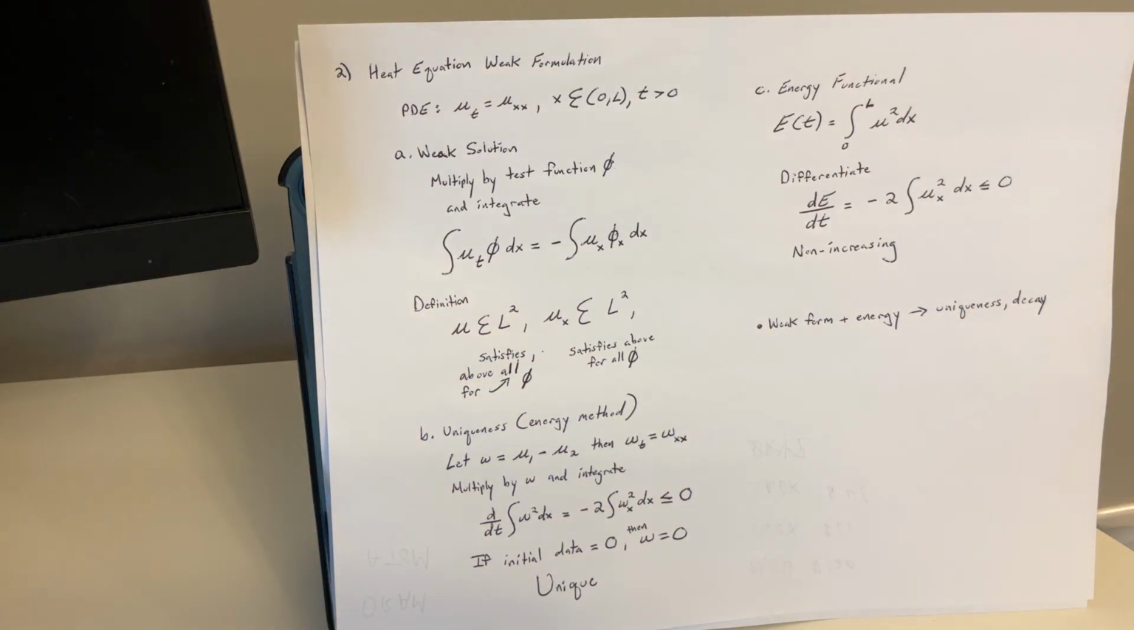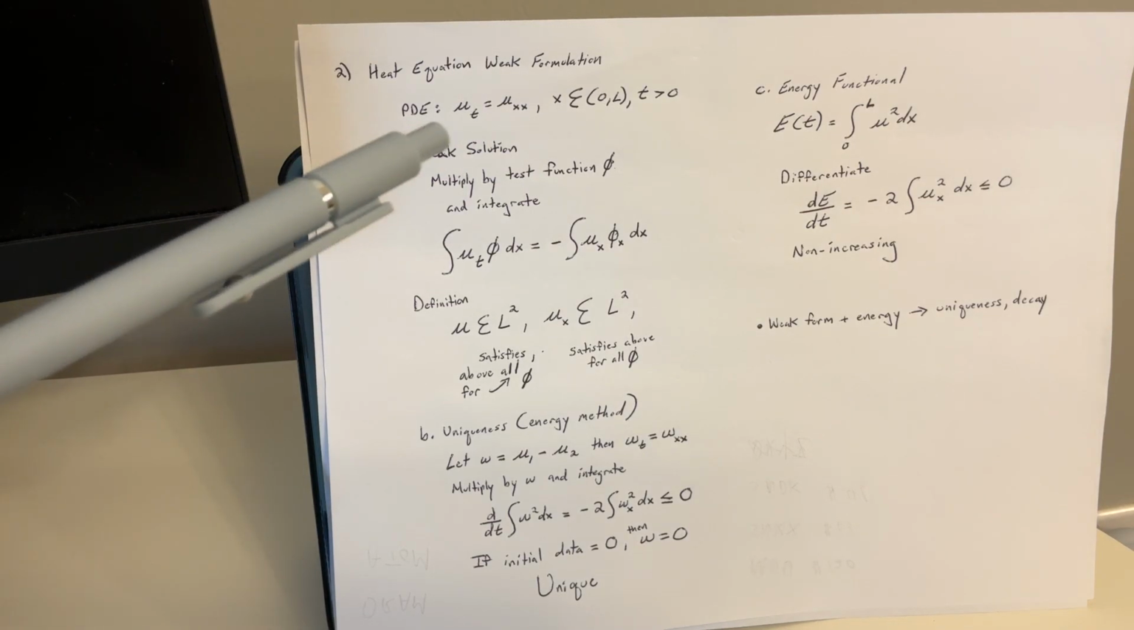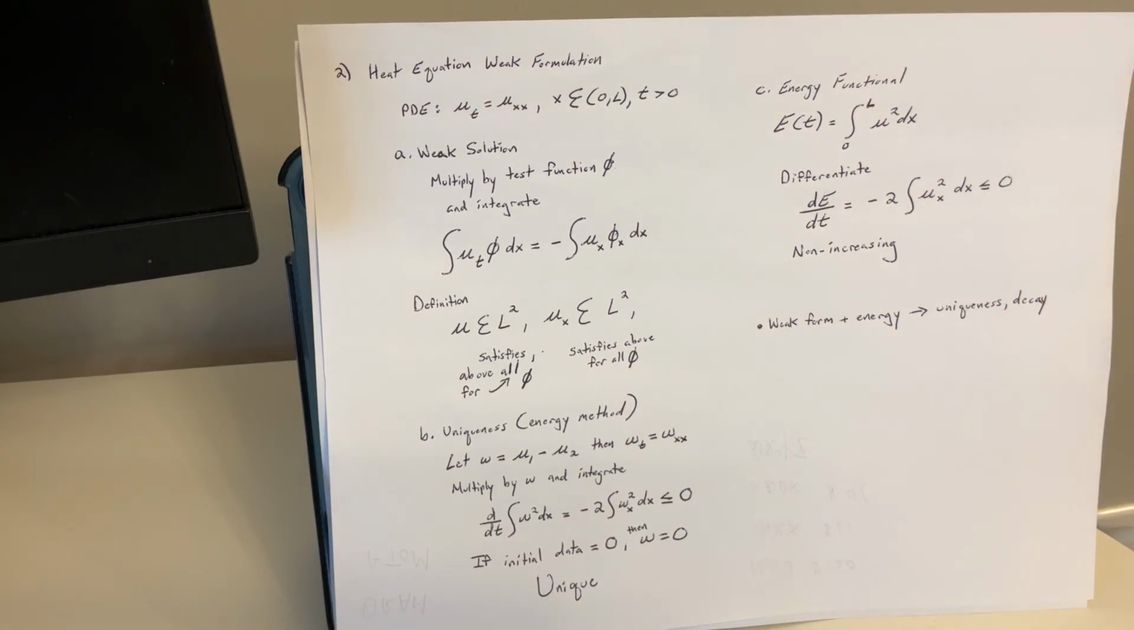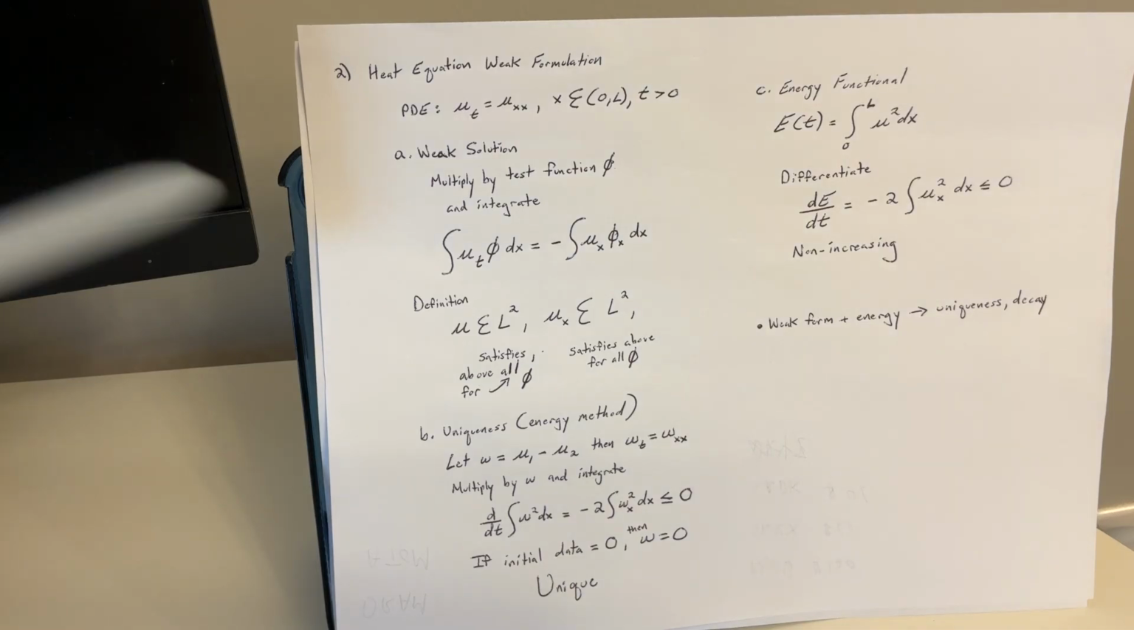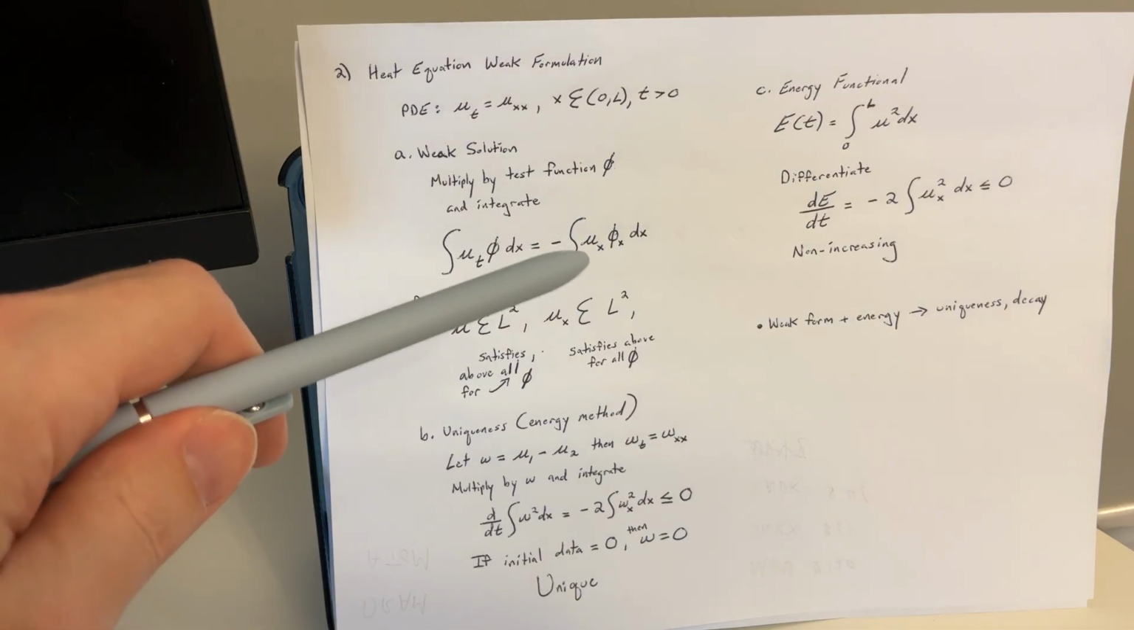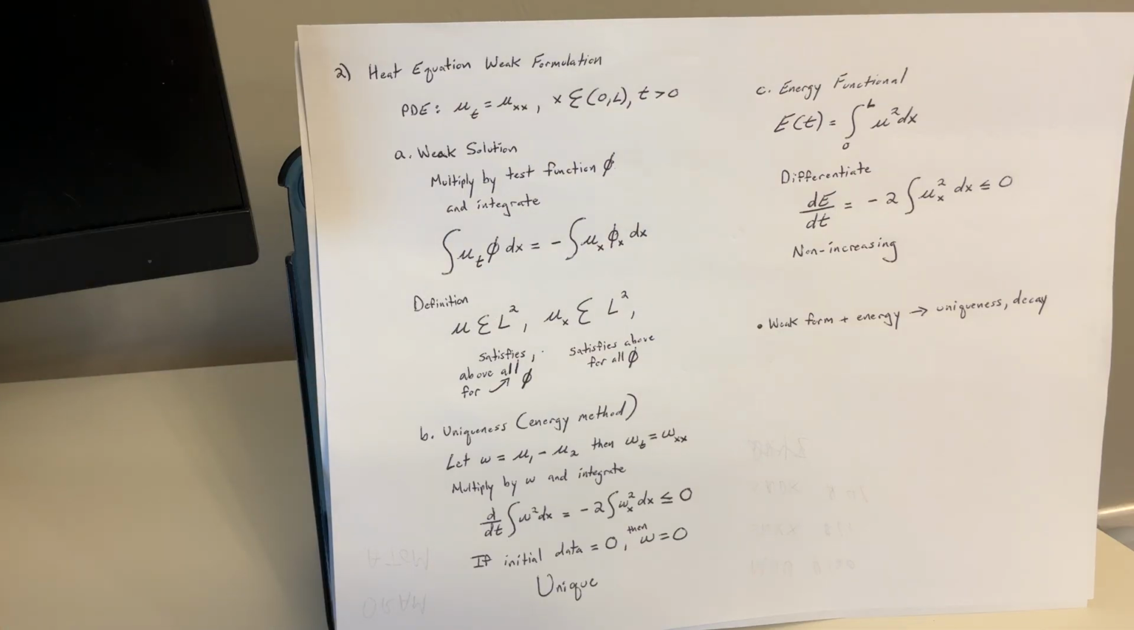Okay, so basically what we have here, heat equation, weak formulation. We have our PDE, our partial differential equation: u sub t equals u sub xx. Now think about what we could do here. Weak solution for letter A. We could multiply by the test function phi and integrate. So we wind up with the integral of u_t phi dx, right? And we have that equal to negative integral of u_x phi_x dx.